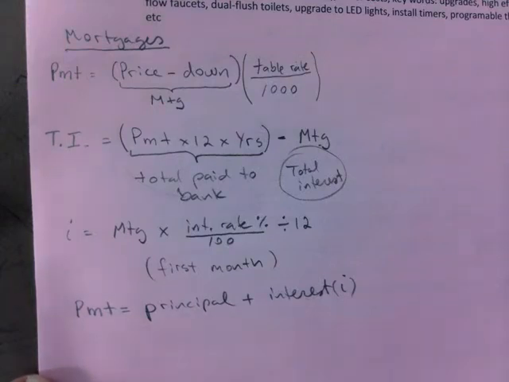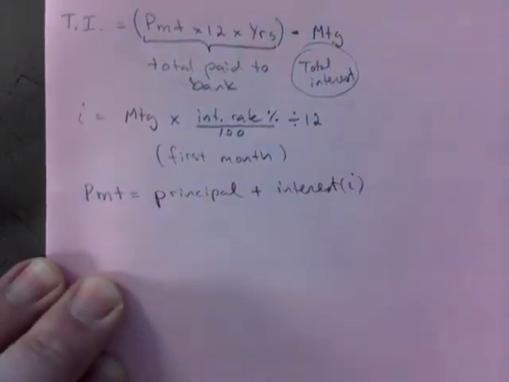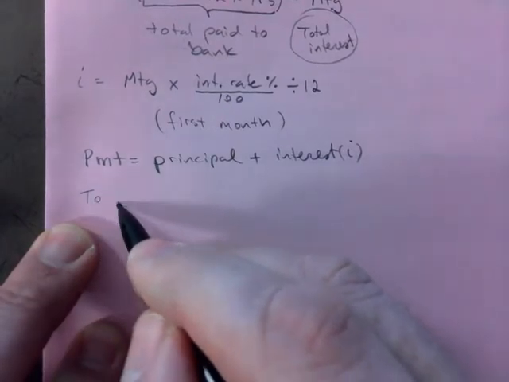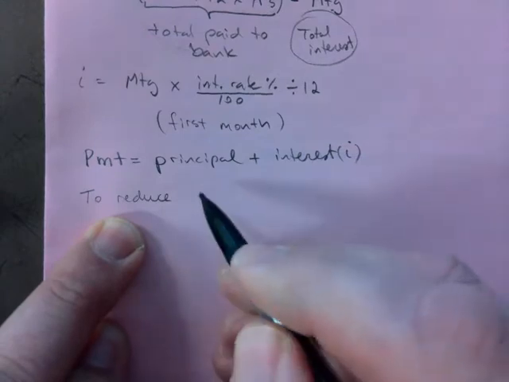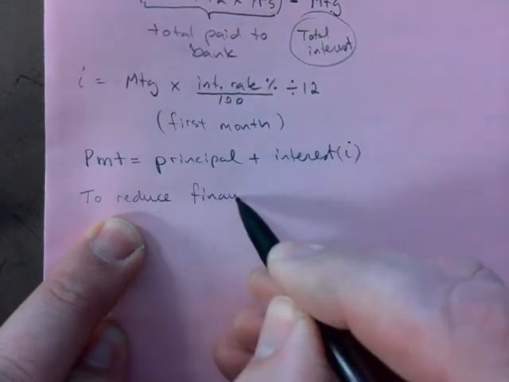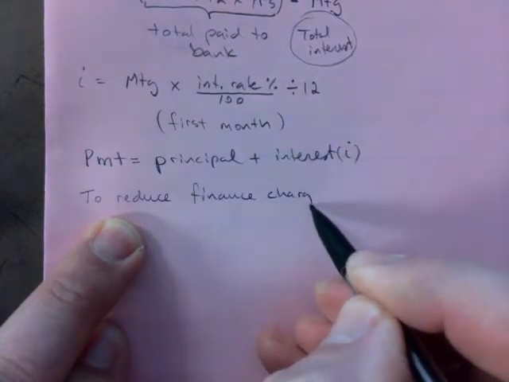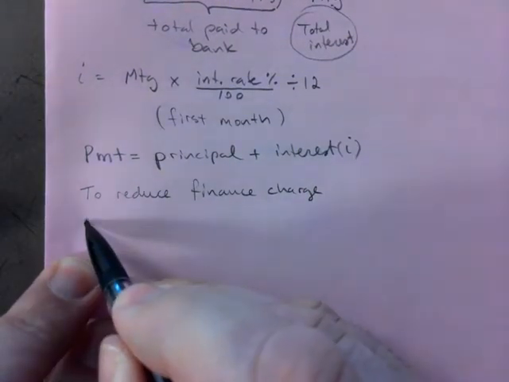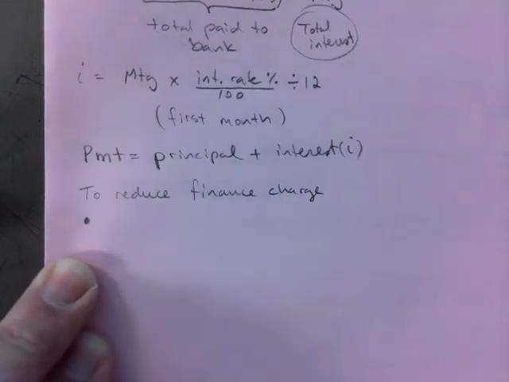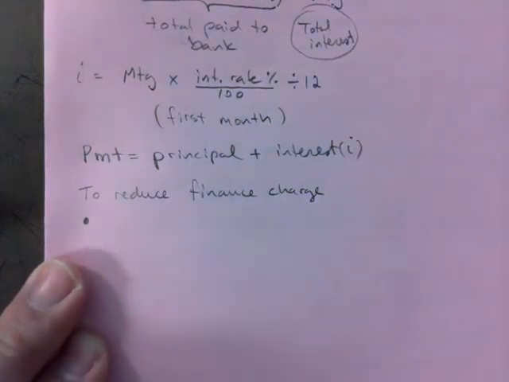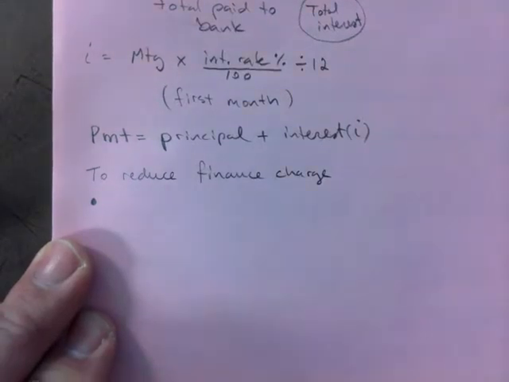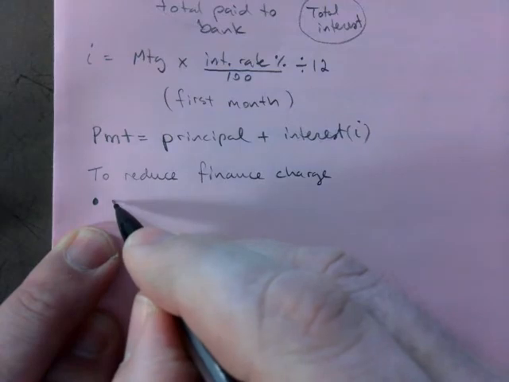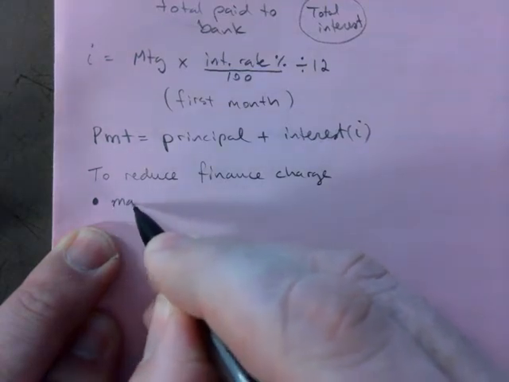Let's do this. I'm just thinking of how to reduce finance charge. What is finance charge really? The total interest, right? If you want to reduce it, please don't say go get another house or something. It's like, what can you do that's within your power now that you own the house to reduce it, right? So you could increase, make additional payments.